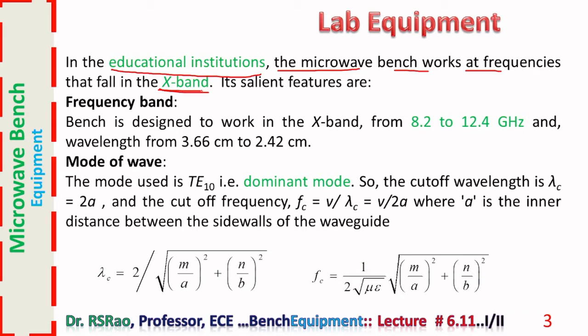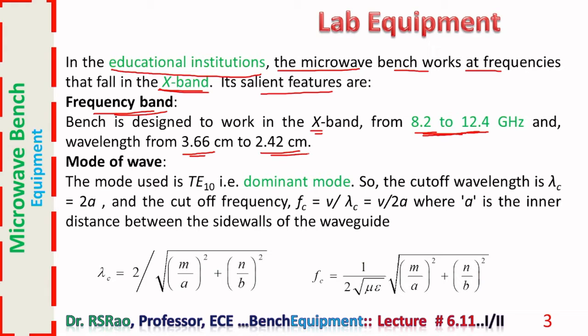Here and there, one can also find S band bench, but in the majority of institutions, it is an X band bench. The features of this bench: the frequency band is X band. X band means 8.2 GHz to 12.4 GHz. This frequency range is called X band. The wavelength corresponding to this band is from 3.66 cm to 2.42 cm.